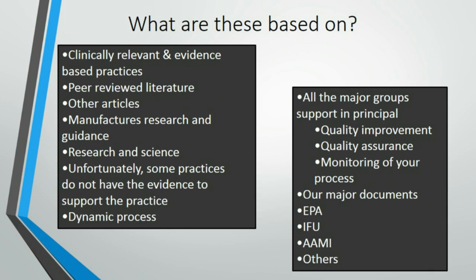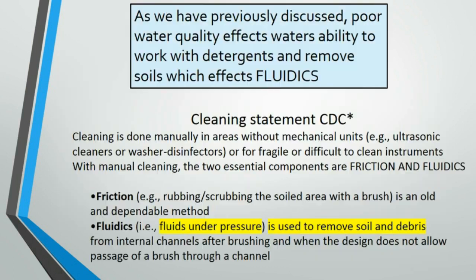So all major groups support water quality in principle, right? It's a quality improvement process. It's a quality assurance process, and monitoring the water is important. And then other major documents, the EPA, IFU, AAMI, and there are others that put out things about it. We're going to talk about TIR 34 in a second. That's AAMI's document about water quality. So the info is out there, and we should just be looking.